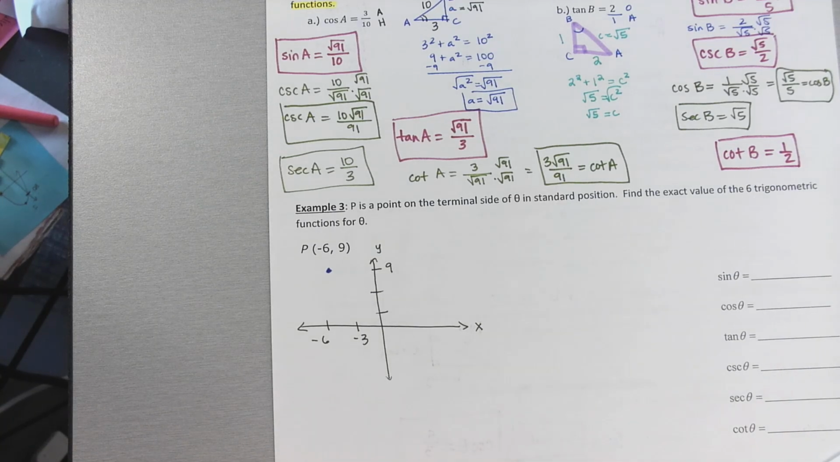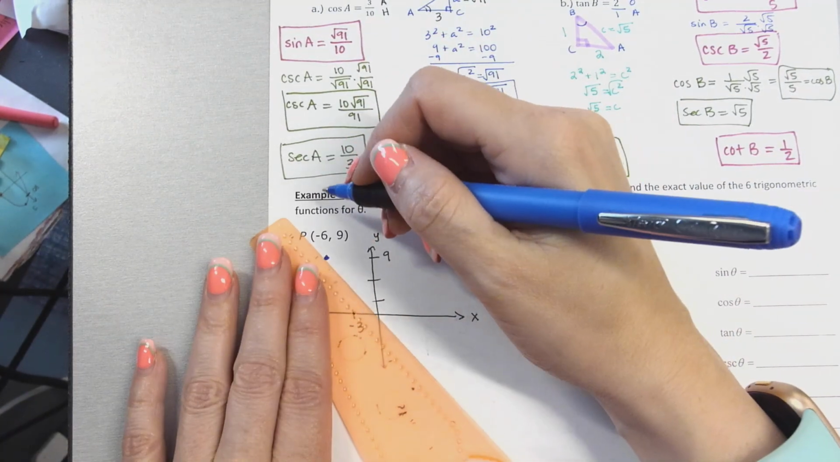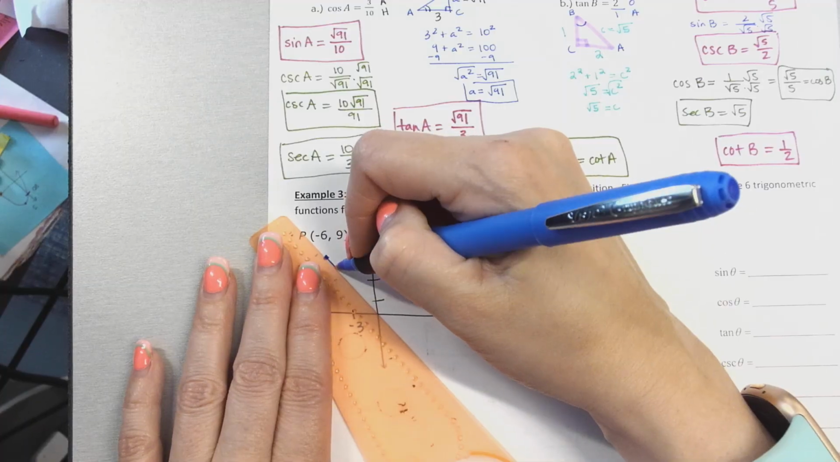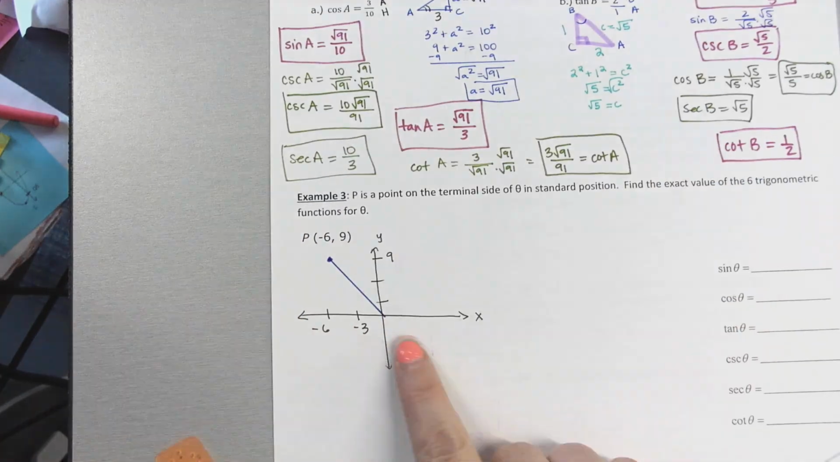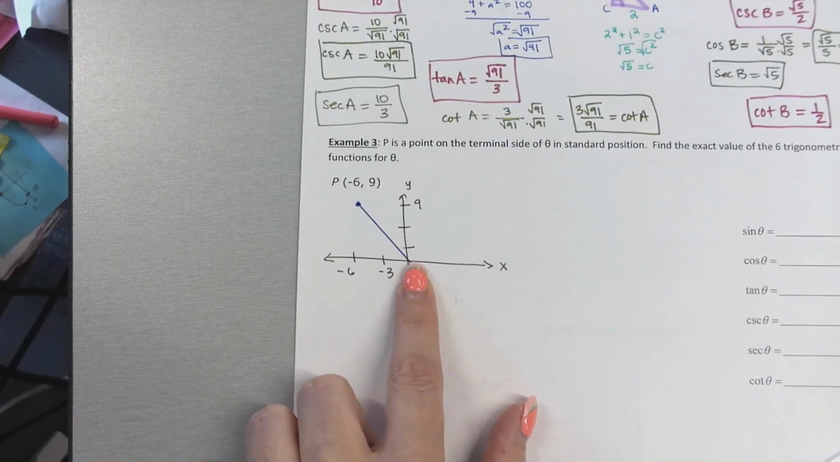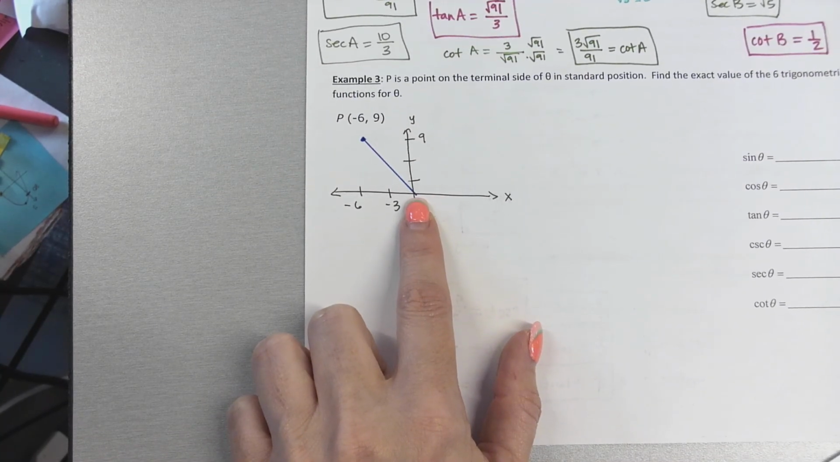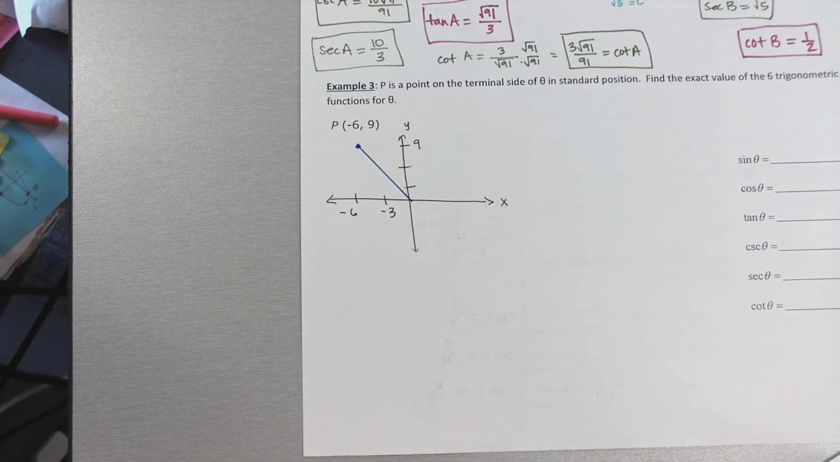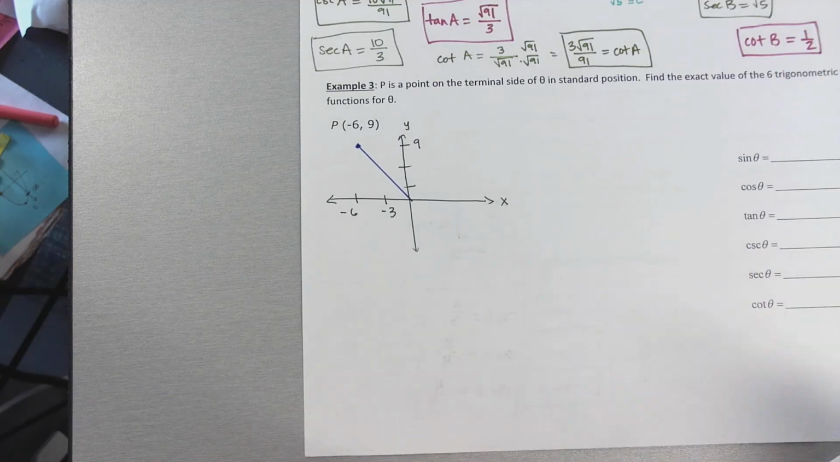Remember, when we were doing the terminal sides, that was just our ray with the vertex at the origin. Remember the terminal side that we talked about the other day? Okay, in this case, we use this to create a triangle.